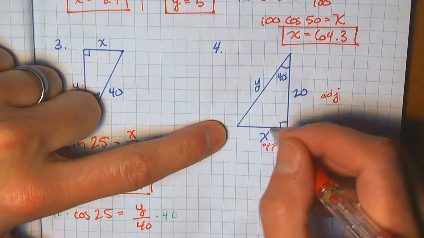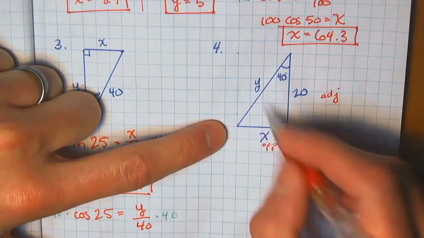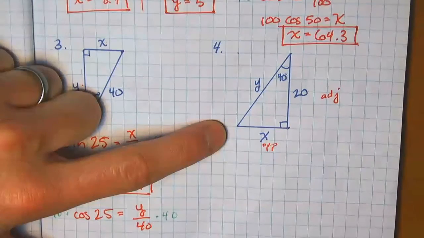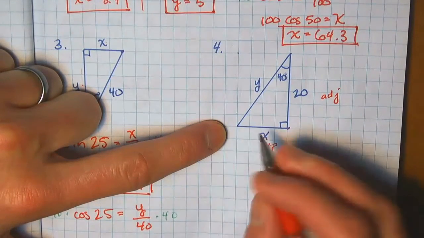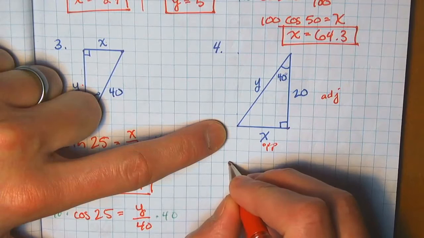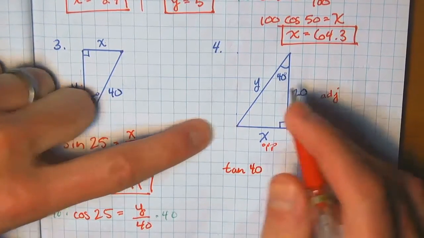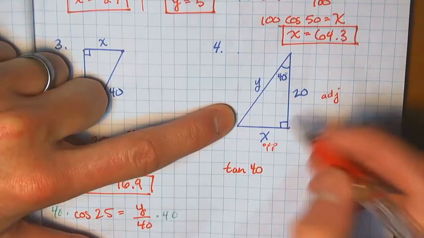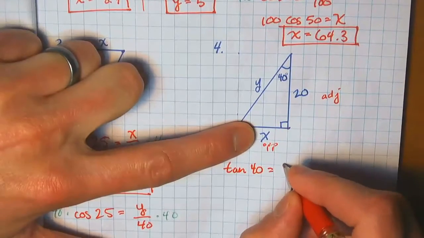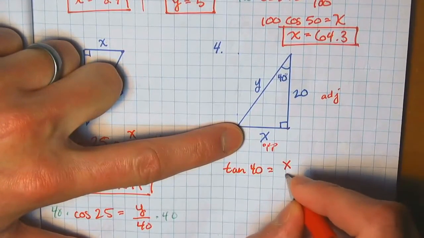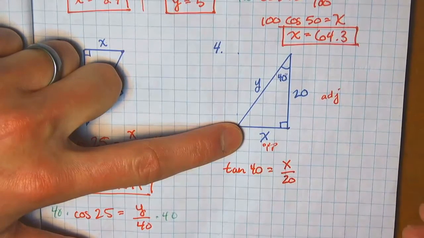There's more than one way to do this. You could find the hypotenuse and then just use sine as well. That would work. I'm going to go ahead and use tangent just because we haven't used tangent. So tangent of 40 degrees. Tangent is opposite over adjacent, so that's going to be x over 20.